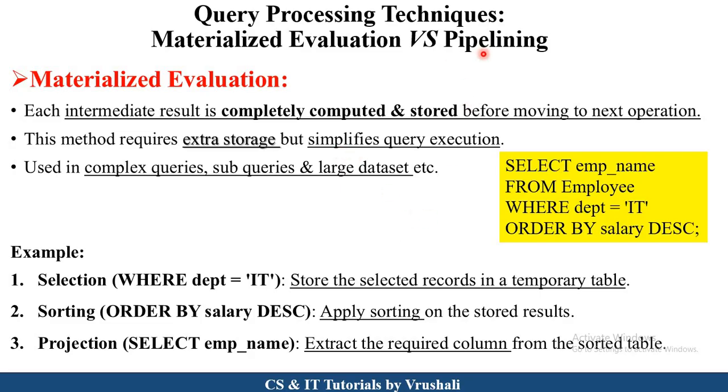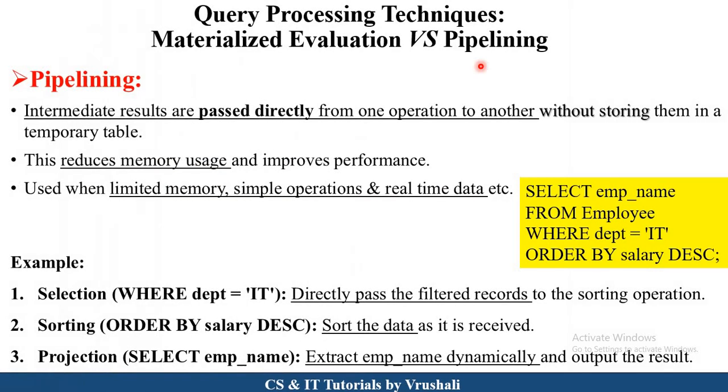Now let's see what exactly pipelining is. The name suggests that it transfers the result of one query to another query without creating a separate table. Suppose in your database there is limited memory, simple operations are there, and real-time data is there. At that time, the pipelining technique is used. See here, the same example: select employee name from employee where department equal to IT, order by salary descending.